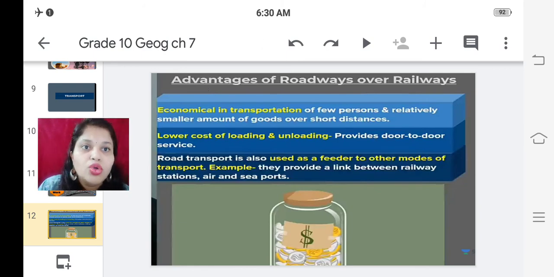Okay, road transport is also used as a feeder to other modes of transport. For example, they provide a link between railway stations, air and seaports. So we call roadways or road transport a feeder to other modes of transport. Feeder means what? ये क्या करता है, रोडवे क्या करता है? It links you to airport, it links you to railway, it links you to any port.